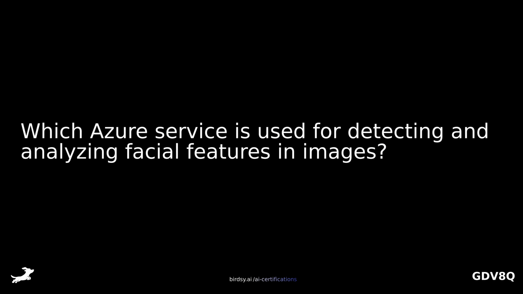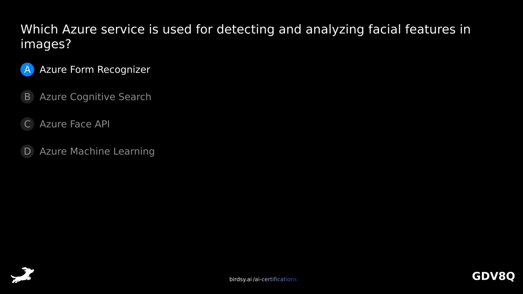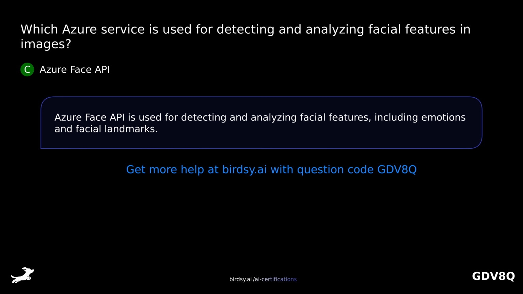Which Azure service is used for detecting and analyzing facial features in images? Is it A. Azure Form Recognizer, B. Azure Cognitive Search, C. Azure Face API, or D. Azure Machine Learning? The answer is C. Azure Face API. Azure Face API is used for detecting and analyzing facial features, including emotions and facial landmarks.